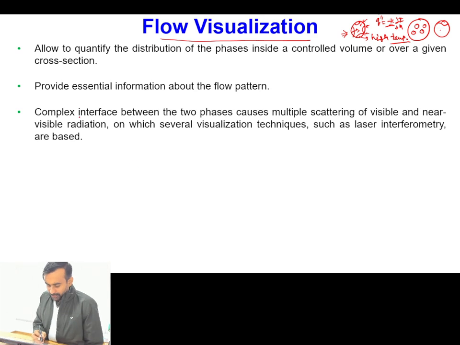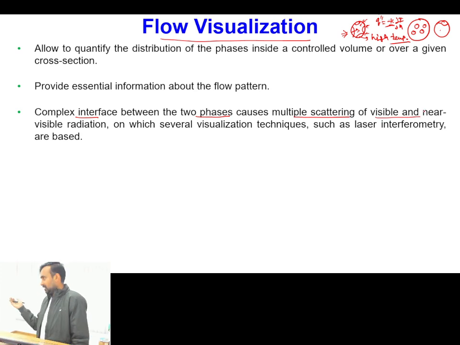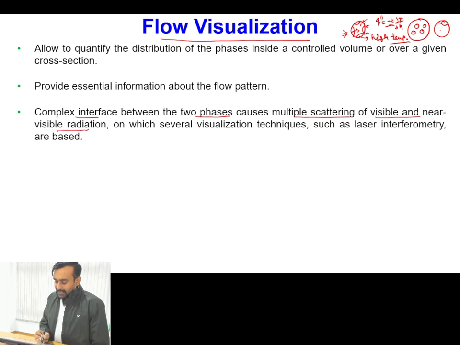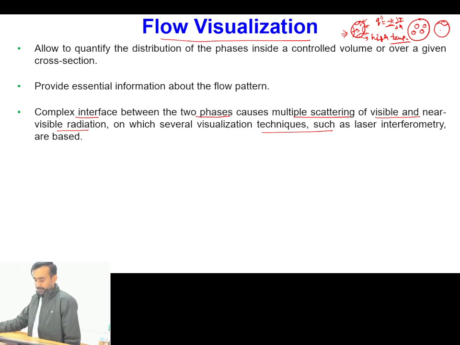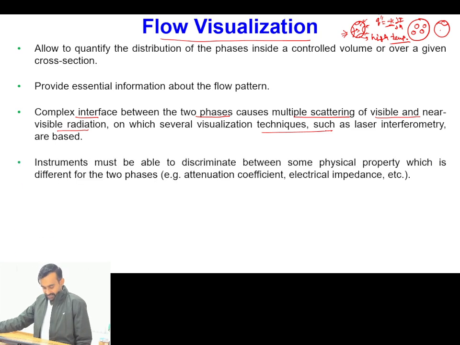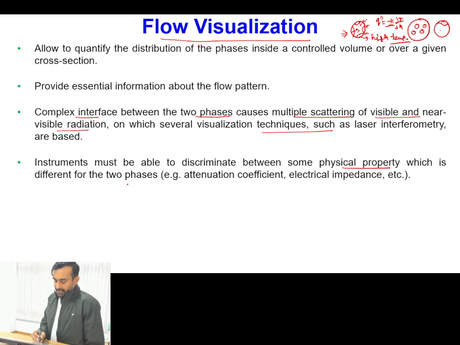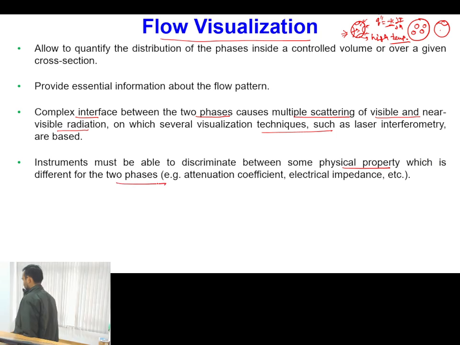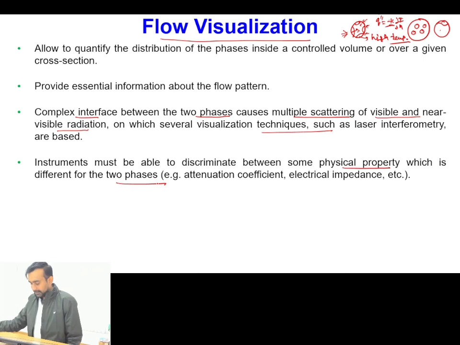So we know that if we have a very complex interfacial structure between the two phases, like our fully dispersed flow, then we will find multiple scattering of visible light if we are using optical probes and near visible radiation, on which several visualization techniques such as laser interferometry are based. And in these scenarios, our instrument must be able to distinguish some physical property which is different for the two phases. So this we have already done even in the case of our measurement of void fractions. Okay.